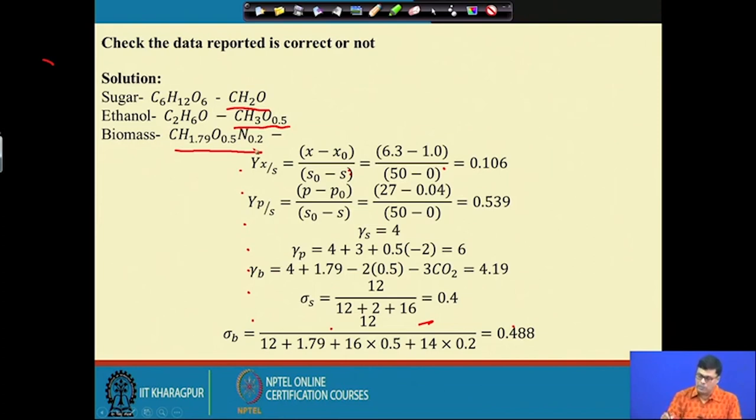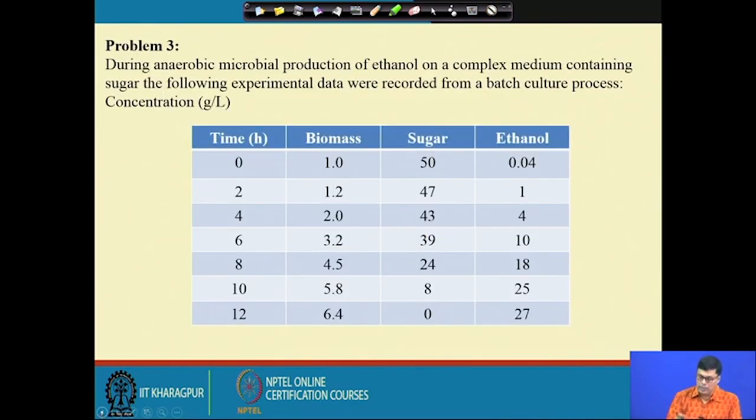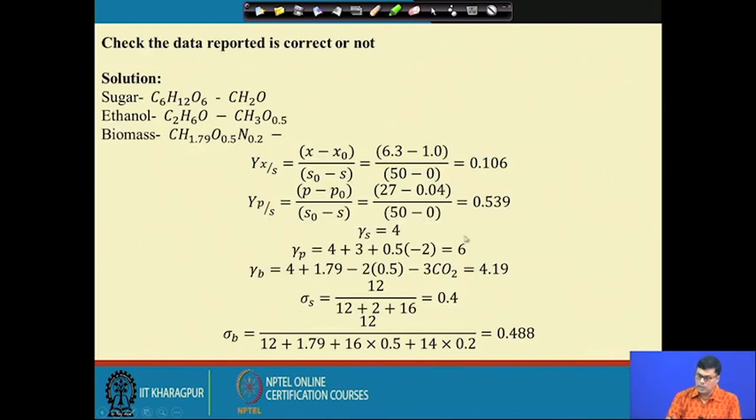So now from the experimental results we can find out the value of YX by S and YP by S. This is the initial cell mass concentration, this is the final cell mass concentration, initial sugar concentration, final sugar concentration, initial ethanol concentration, final ethanol concentration. So here if you put this data, we will get these two values.